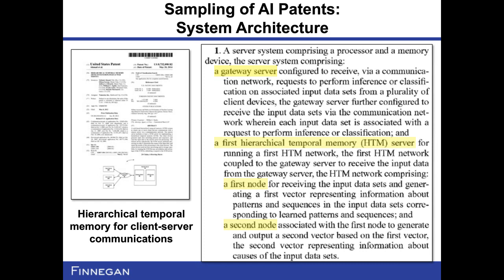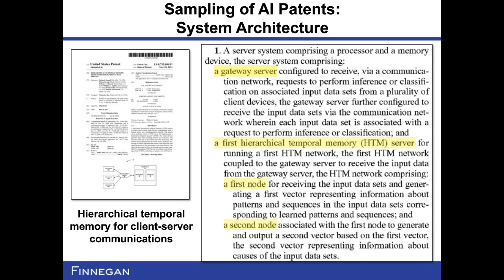And there are two different nodes, and those two different nodes perform the type of processing that the neocortex would perform. They have a multi-layer neural network with different weights and different time intervals that are specified. But really, this is a matter of receiving data in a client-server environment and performing artificial intelligence using this HTM technique.